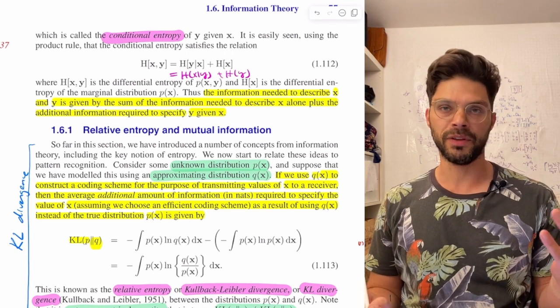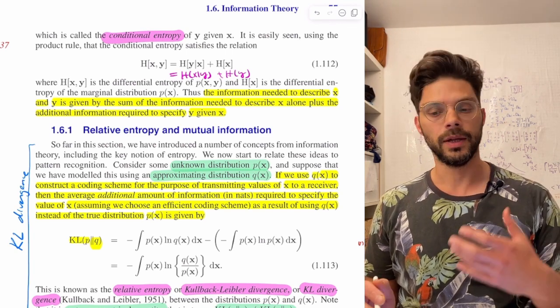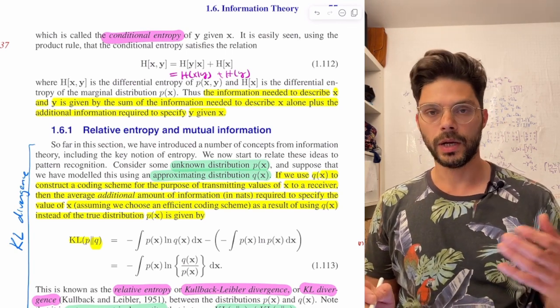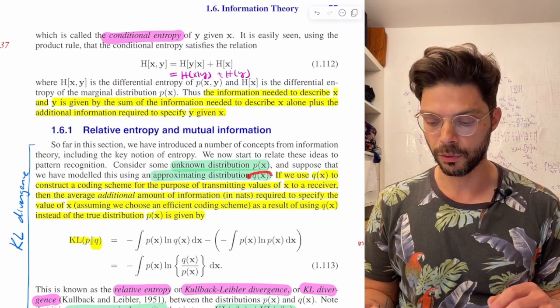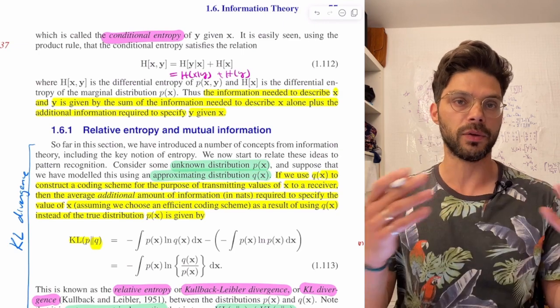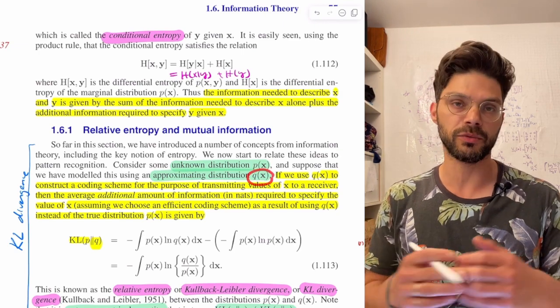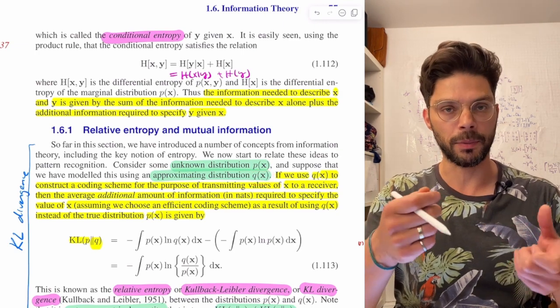An example of this would be, let's say you're interested in the distribution of heights in the population. We don't know what that distribution is, so you might want to model it with something. For example, you might want to model it with a Gaussian distribution. And so your Q of X would be a Gaussian, and maybe you have some parameters you can tweak.